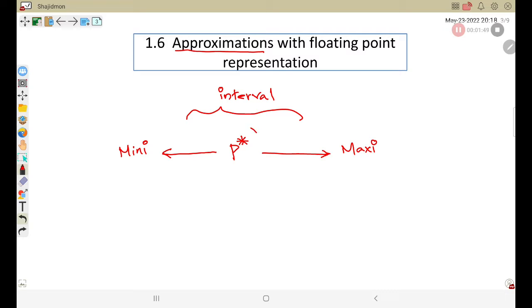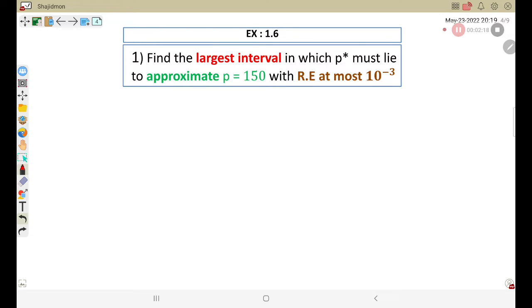We need to calculate the approximate value from the exact value such that the relative error should be at most a number given in the question. So find the interval in which p star must lie to approximate the p number. That means we need to calculate the minimum and maximum of p star here. The theory we discussed before, so we will go directly to the question.